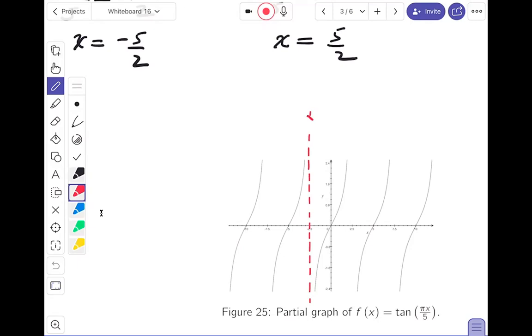And I'll write it down for you. That's x equals minus 5 over 2. And what's the other one? 5 over 2. These are things that we've done in lecture. You know what? I know there's a distance between those two, right? So what would the distance be? It would be 10 over 2, which is 5. So I'm going to say its period now is 5 units.